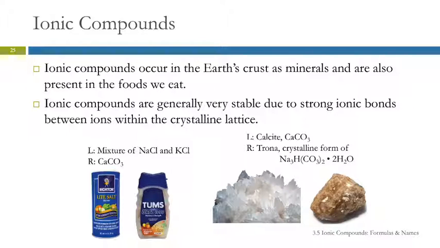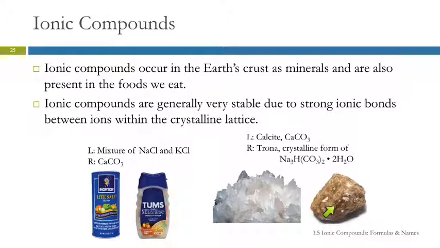Just some examples here. Morton's light salt is a mixture of sodium chloride, which is the regular table salt, and potassium chloride. And by mixing these two, you get a lower sodium content. So if you're watching your blood pressure, you can salt your food and not have quite so much sodium. Calcium carbonate is found in antacids like Tums. So those are things that you might ingest. There's lots more ionic compounds that we ingest.